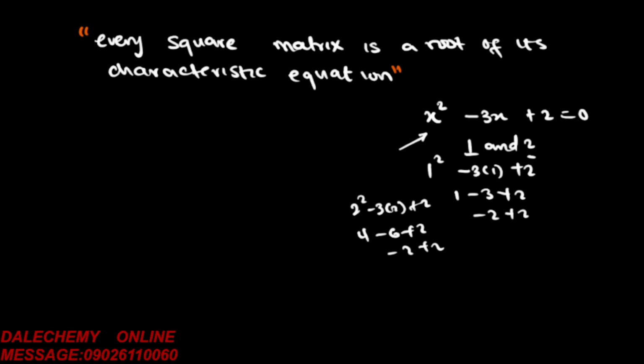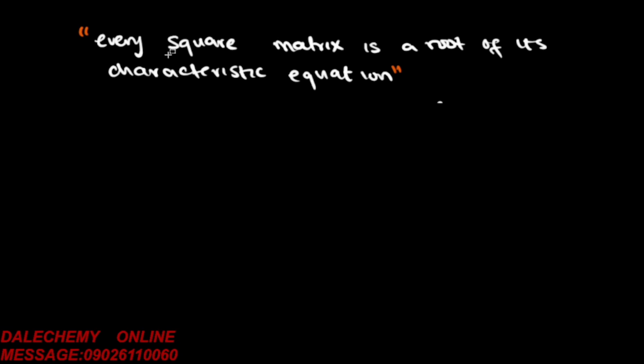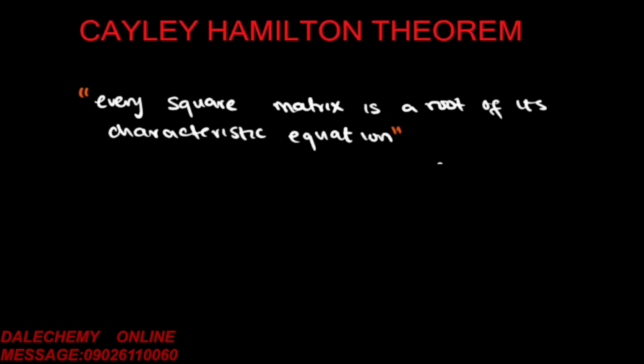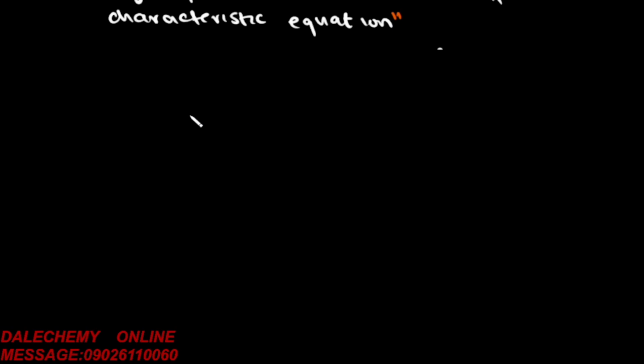So that means for every square matrix, if you find its characteristic equation and you substitute that matrix into the characteristic equation, the result will be equal to 0 according to Cayley Hamilton. So now let's try that. Let's look at this matrix A equals 1, minus 1, minus 6, minus 2, and let's use it to verify the Cayley Hamilton theorem.